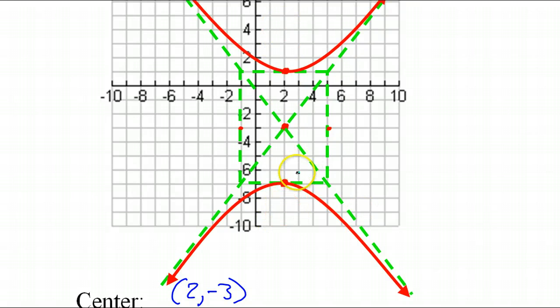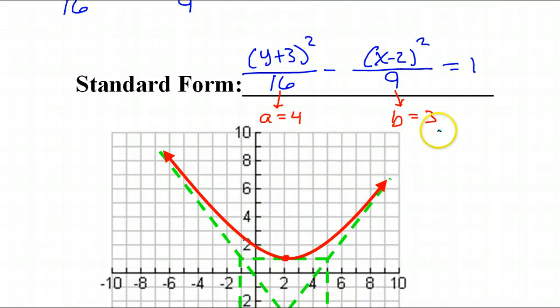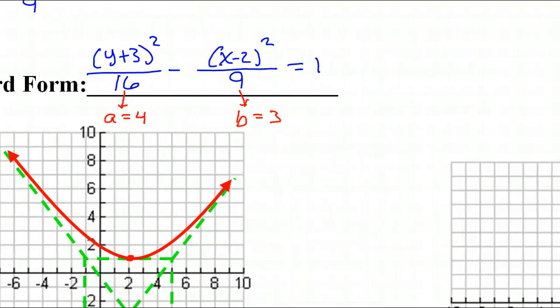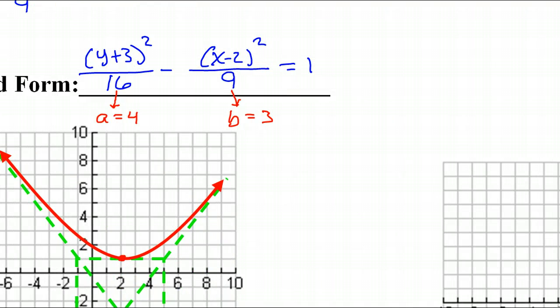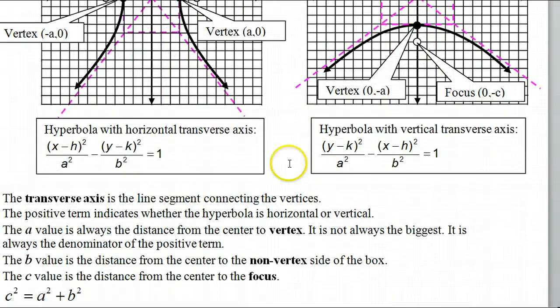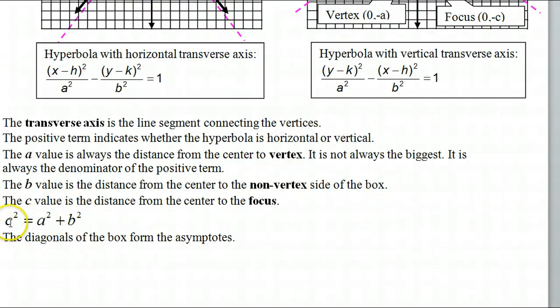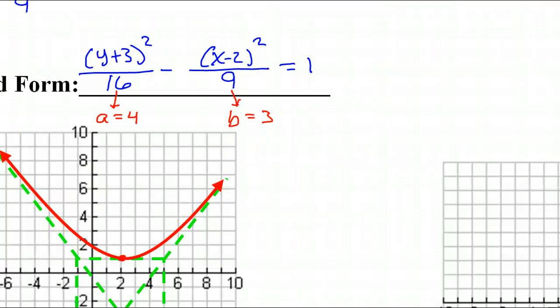To figure out exactly where, we need a third value. We have our A and our B, and we need a C value. The way we find that for hyperbolas is that the relationship is c squared equals a squared plus b squared, just like the Pythagorean theorem.